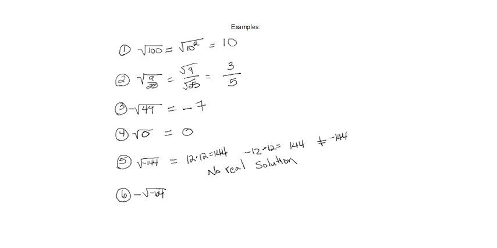Once again, we look at number 6. There's a negative underneath the radical, so we're going to have no real solution. We will figure out what we can do with those later when we deal with imaginary numbers.